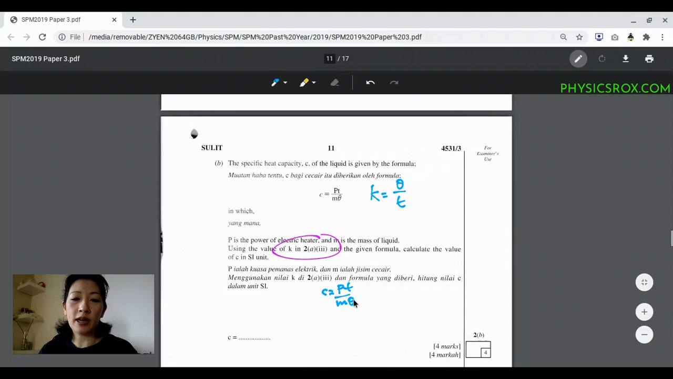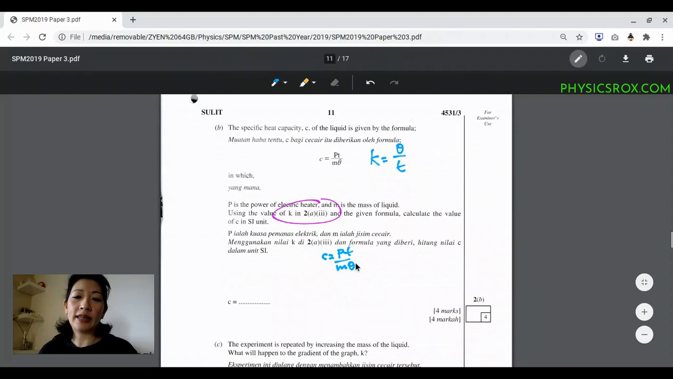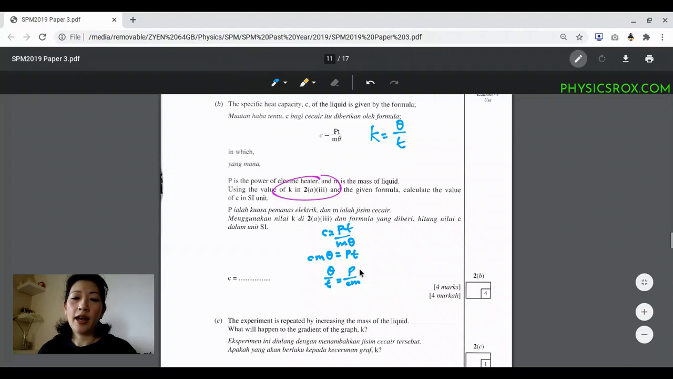So we've got pt over m theta. What we're going to do is bring theta over t to the left side as the subject. I'll do this step by step so that you can follow me, right? So I'm going to bring this up first. Cm theta equals pt. We're going to bring t down and bring cm here. So we've got theta over t equals p over cm, right?